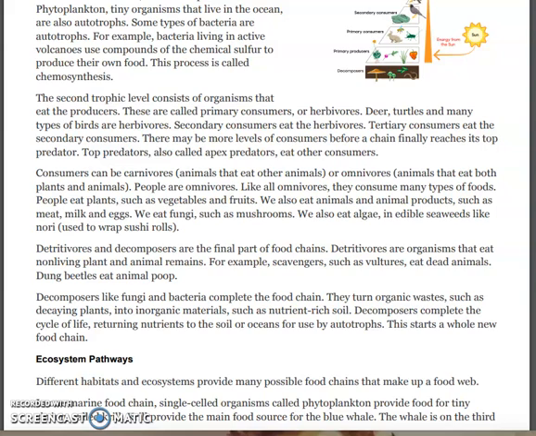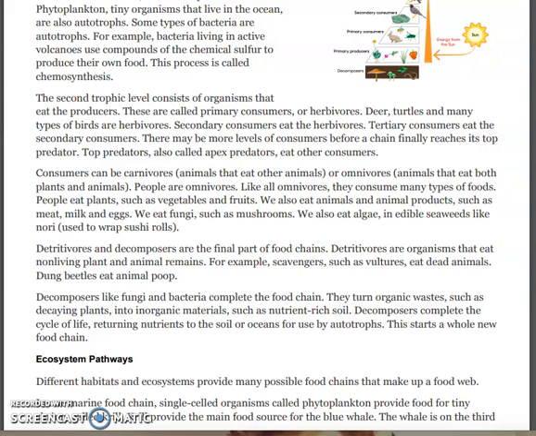Consumers can be carnivores, or animals that eat other animals, or omnivores, animals that eat both plants and animals. People are omnivores. Like all omnivores, they consume many types of foods. People eat plants, such as vegetables and fruits. We also eat animals and animal products, such as meat, milk, and eggs. We eat fungi, such as mushrooms. We also eat algae and edible seaweeds like nori, which is used to wrap sushi rolls.